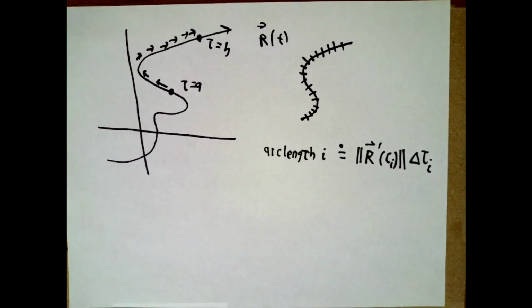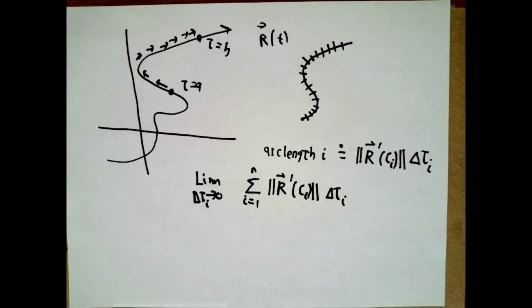The distance that an object travels is its speed multiplied by the amount of time used. So I'll take the length of r prime, evaluate it at some t value within subinterval number i, multiply it by the amount of time that corresponds to that subinterval, and this will approximately be the amount of arc length that goes with one of these pieces. As we did in the second semester, we'll add up all those pieces, then take the limit as all of the delta t's tend to 0. You should recall that this is the definition of a definite integral.